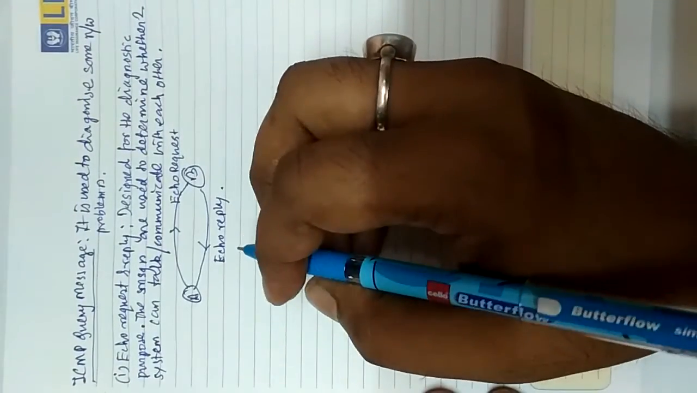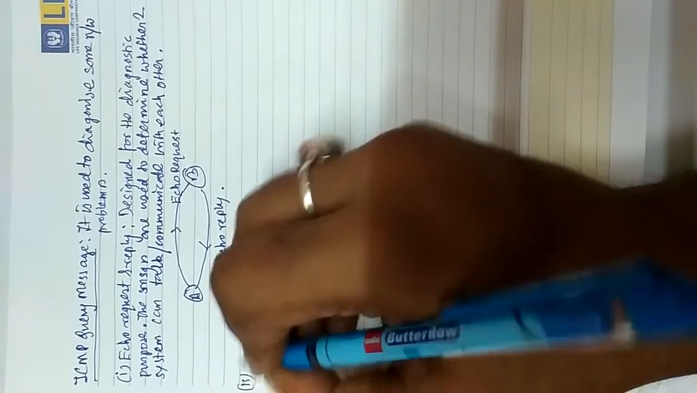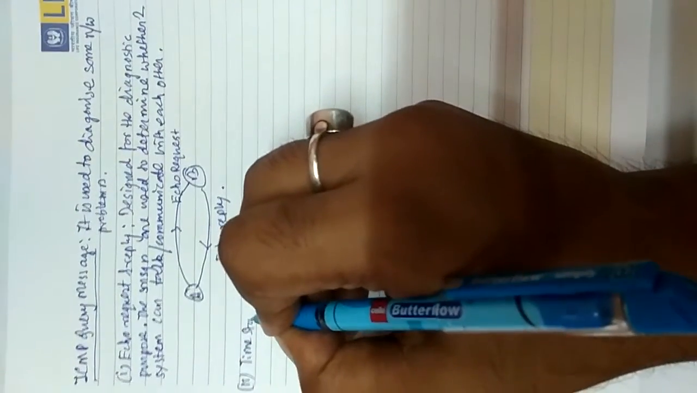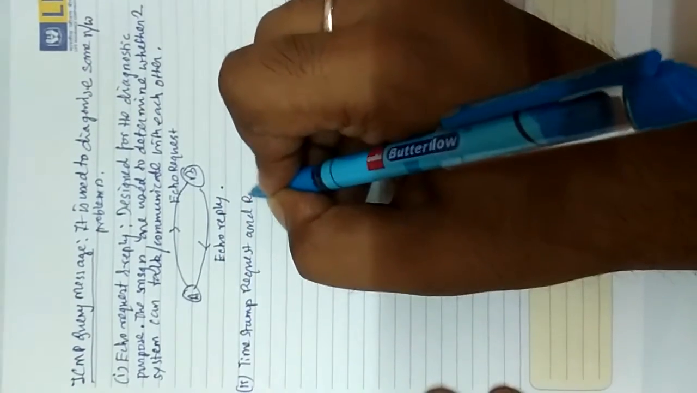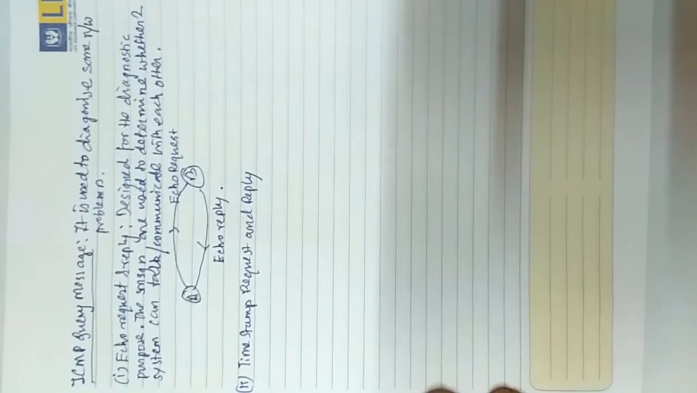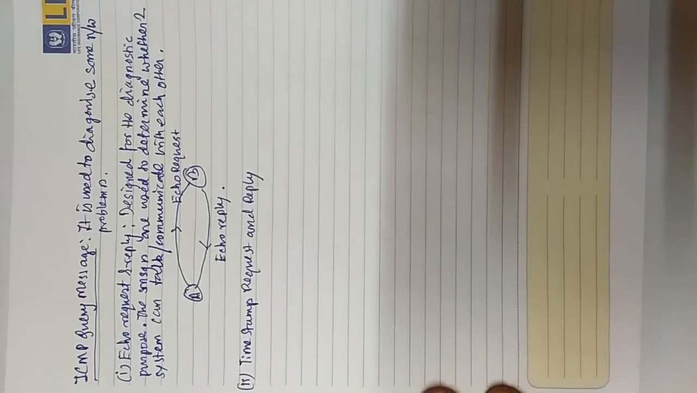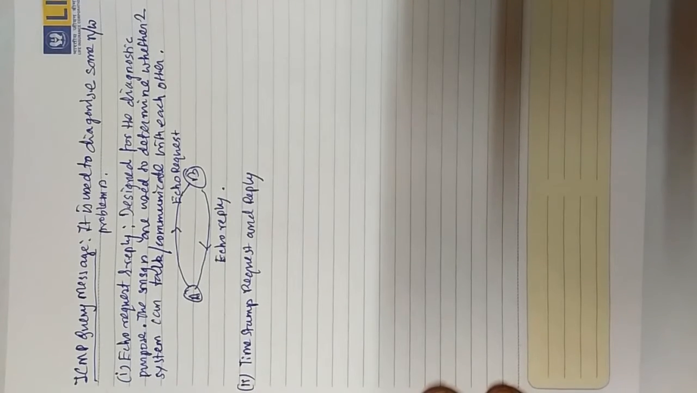Next we will study about timestamp request and reply. So number 2 is timestamp request and reply. Okay, so what is the timestamp request and reply? When two machines use these messages to determine the round trip time needed for an IP datagram to travel between them. Okay, so what is the round trip time? We will study about three things, that is sending time, receiving time, and round trip time. Sending time means receive minus original, receiving time is nothing but return time minus transmit time, and round trip time is sending plus receiving time.